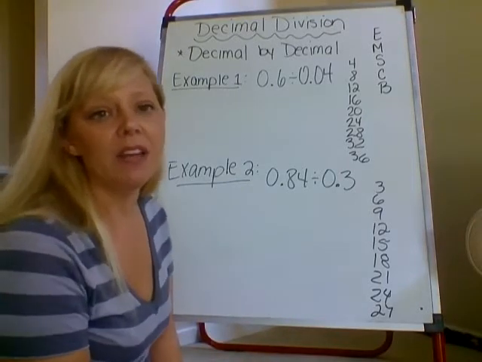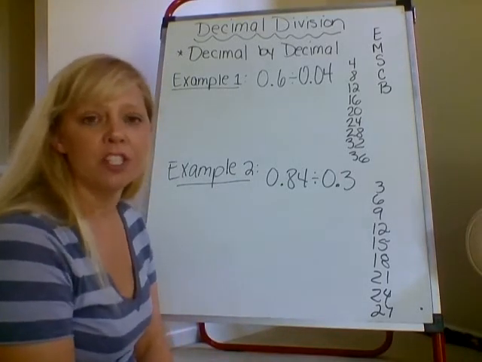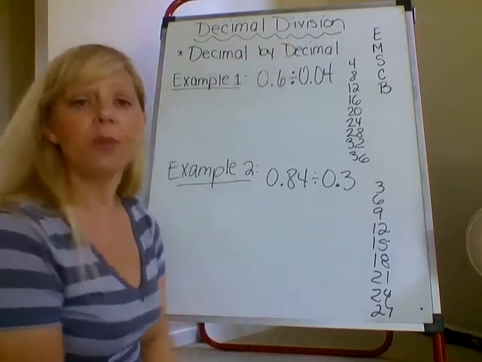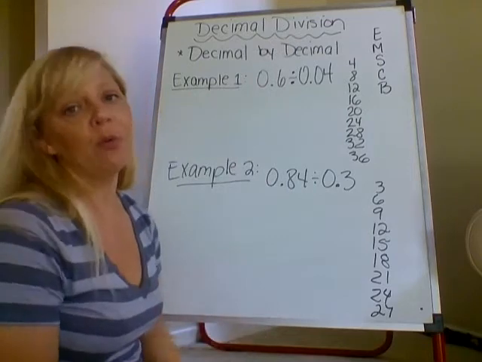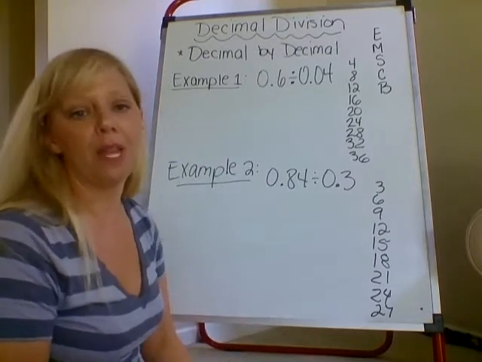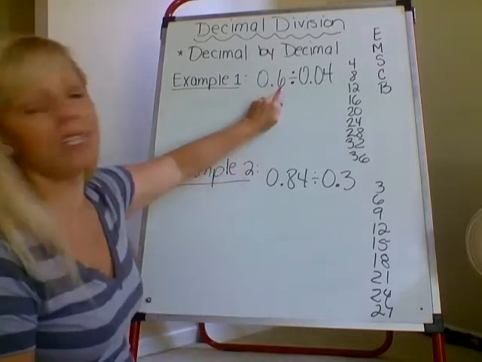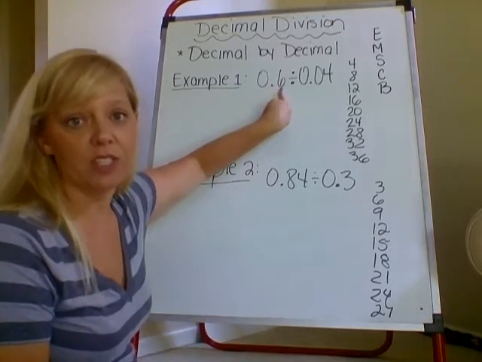All right, this mini lesson is decimal by decimal division. And same as with our whole numbers and decimals, we have to worry about that decimal place before we do any dividing. So again, if we want to think about this with money, 6 tenths is 6 dimes, which is 60 cents.